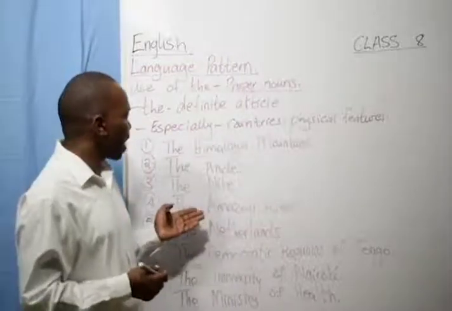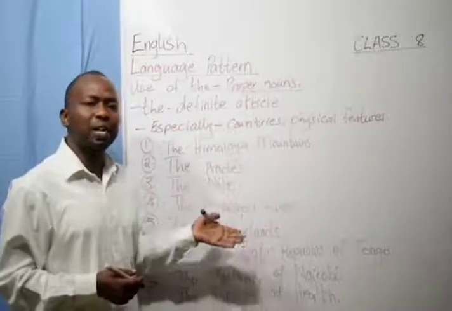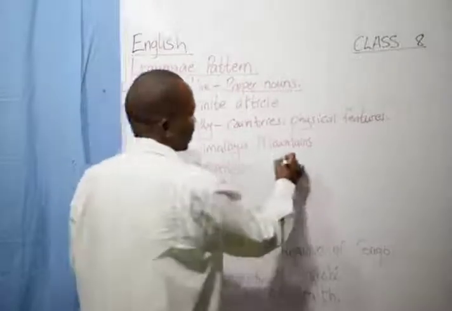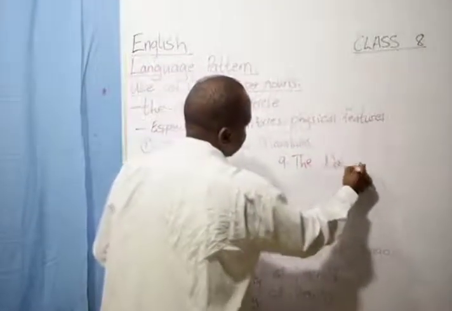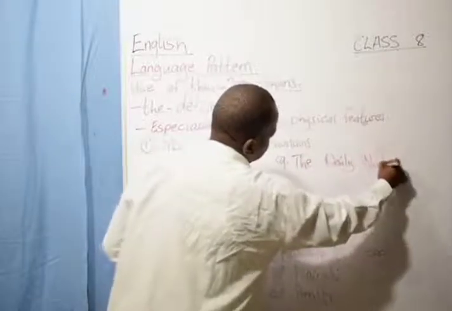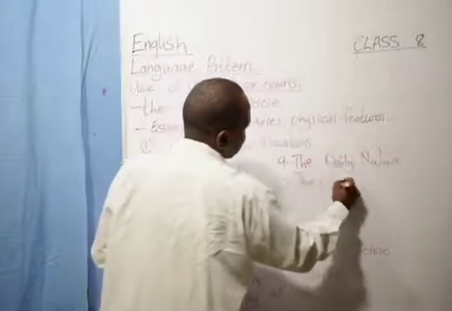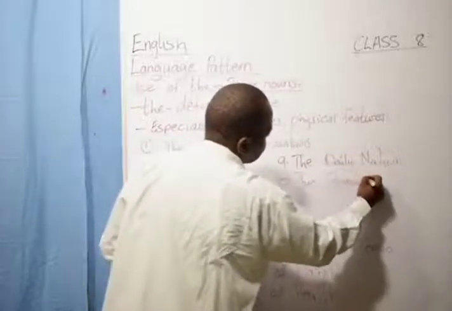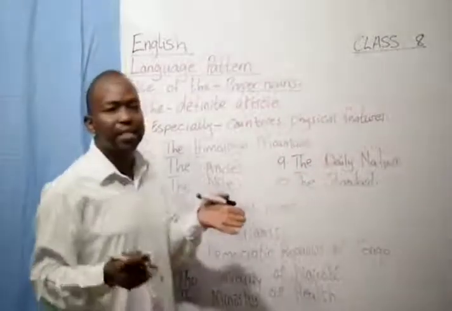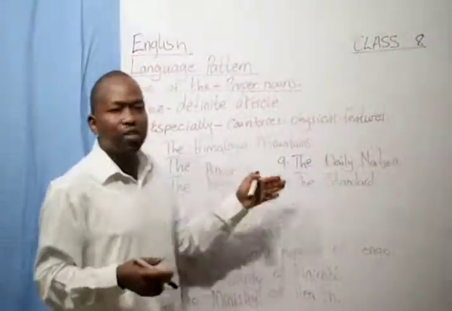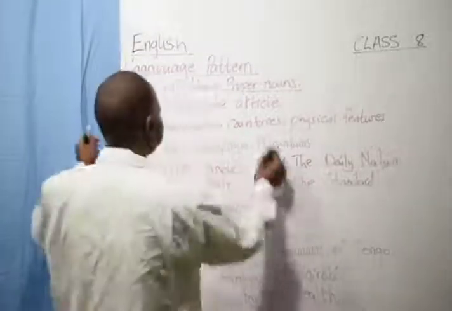At times also we have article "the" used before titles of maybe a magazine or a newspaper. For example, we say the Daily Nation, the Daily Nation. Or you can also say the Standard newspaper. So it's important that we know and understand when to use article "the" and with which proper nouns.